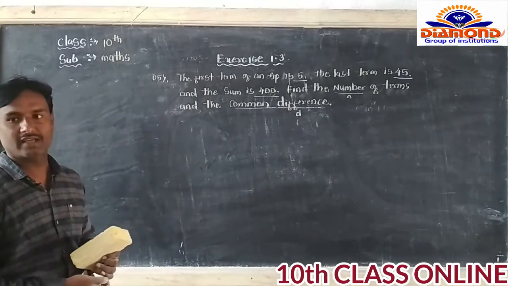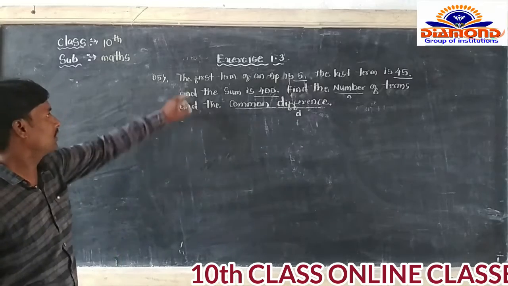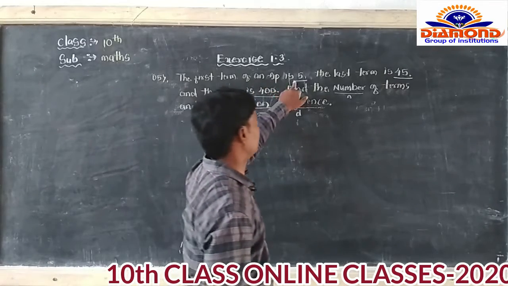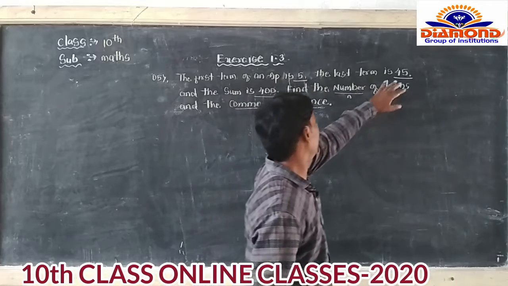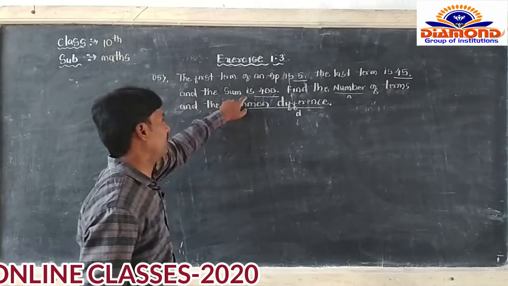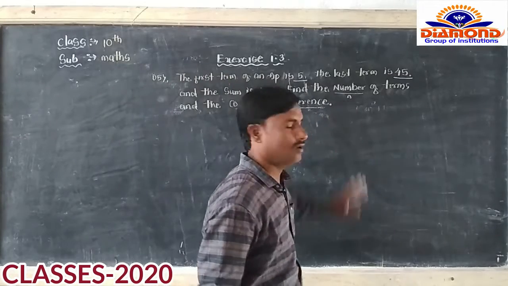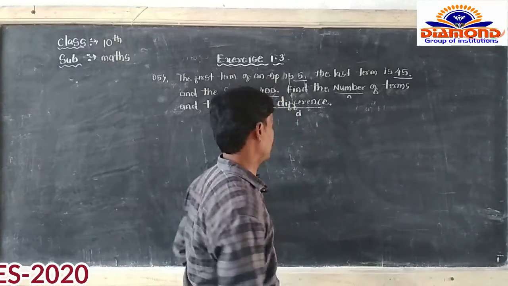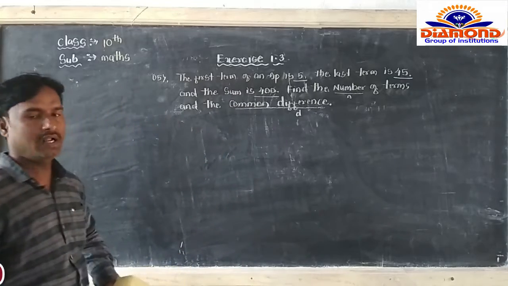क्या क्या वैल्यू दिया है, ऐसे पेंसिल से टिक कर लेना बच्चों। The first term of an AP is 5, means a we got, and last term means an we got, and sum of the terms is 400 we got. We should find out n is equal to question mark, dear students. Okay, after which we will find out the common difference.